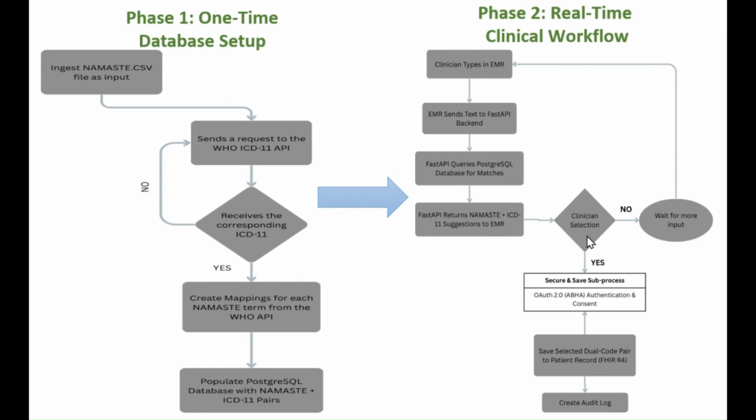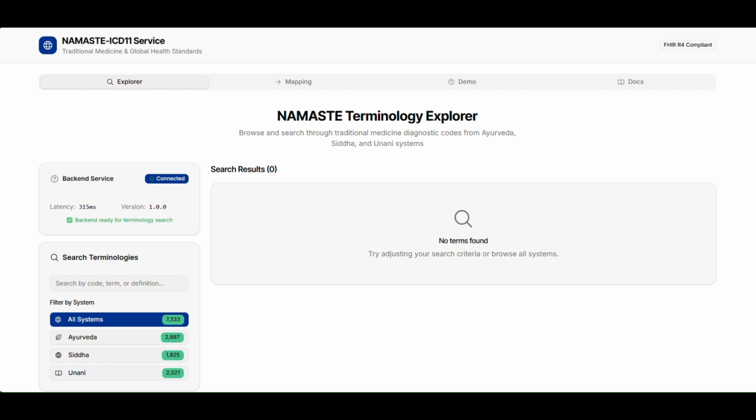So when the clinician selects from the suggestions, a secure and safe subprocess is triggered, which includes OAuth 2.0 authentication. After authentication, the selected dual code pair is saved into the patient's record using FHIR standards, and finally the audit log is created.